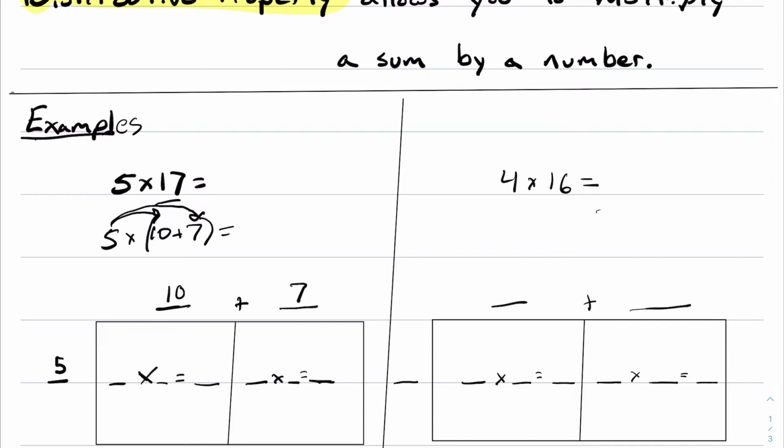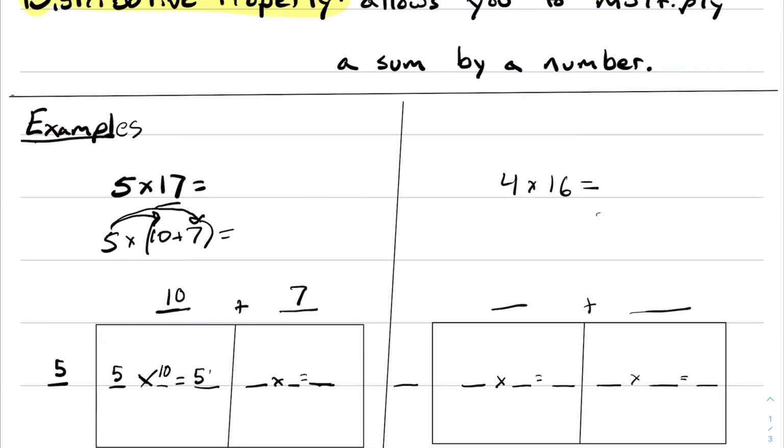Now we're going to distribute, and we're going to make some partial products here. The first thing we do is 5 times 10. We take our 5 and the 10 that's above the box, multiply those together, and we get 50. Then we take our 5 and multiply it by 7, and we get 35. So we have 50 here, and we have 35 here.